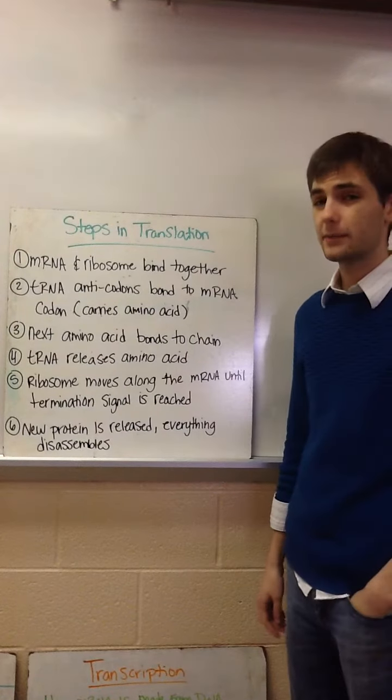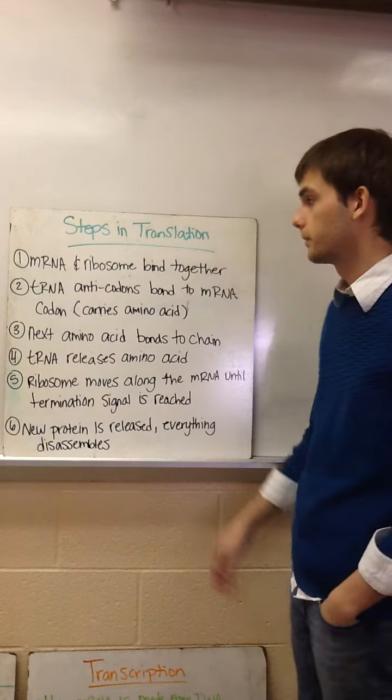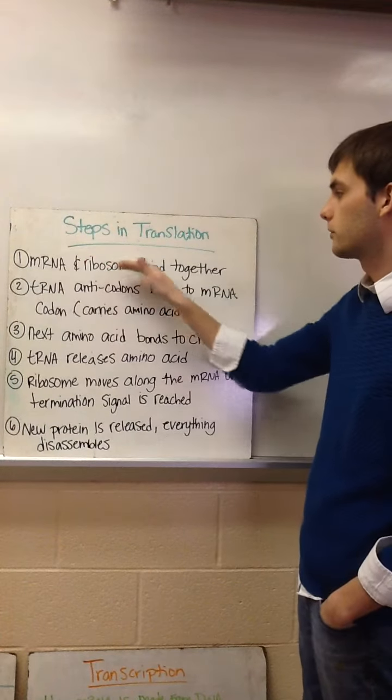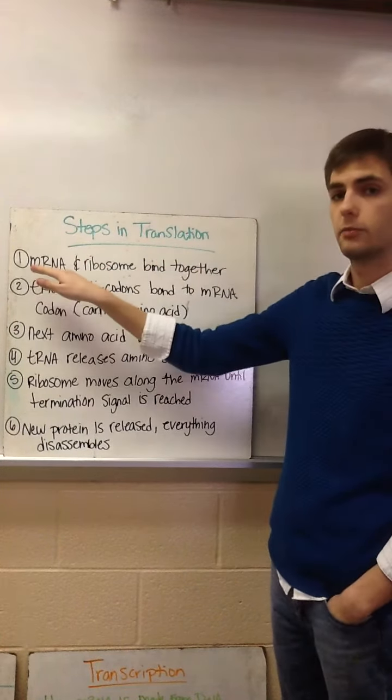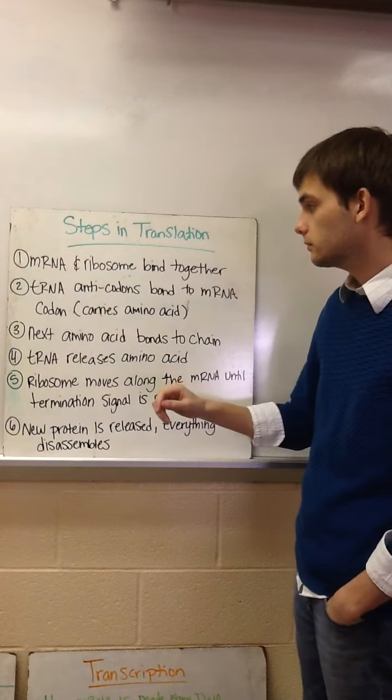There are 6 steps in translation. It's a little bit more complicated than in transcription. So the mRNA and the ribosome will bind together. The mRNA came from the nucleus from the process of transcription.